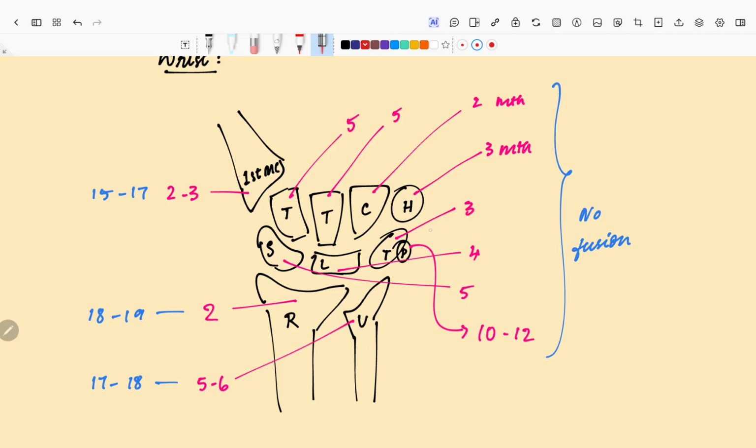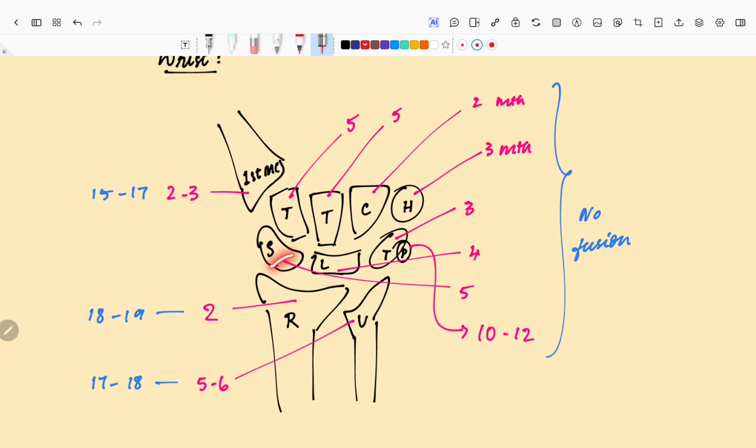Okay, so by the end of 3 years, 3 bones have been formed, and then lunate comes at 4 years. So end of 4 years, 4 bones have been formed. So it's the easier way to remember. If you see 4 bones on an X-ray, that means the person is more than 4 years.